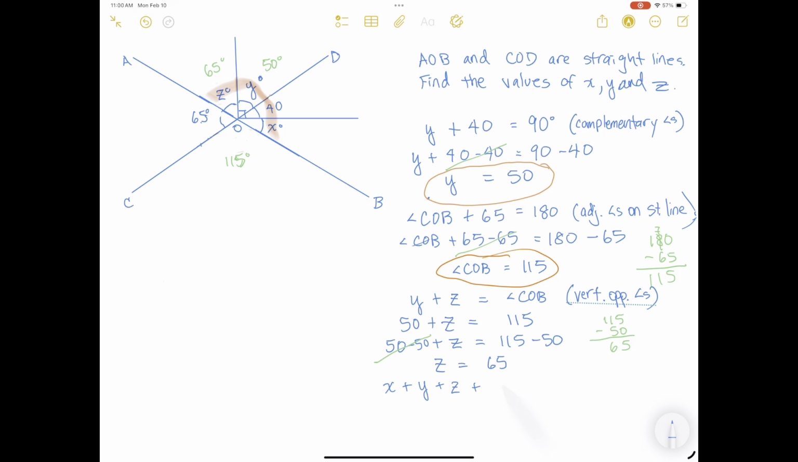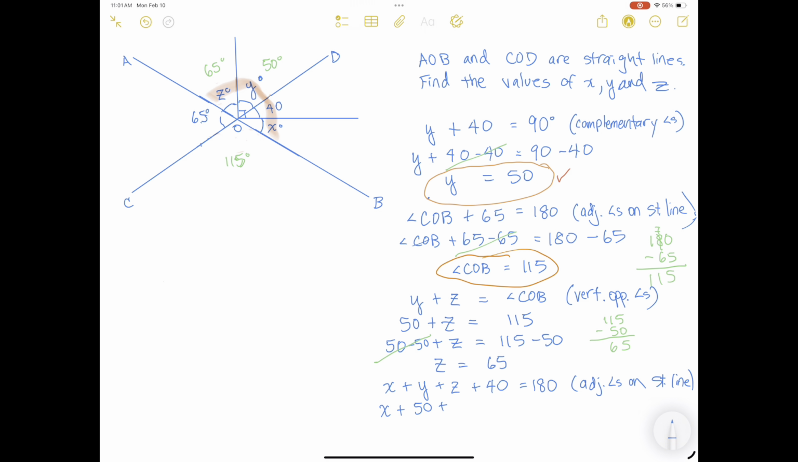So therefore, angle Z, angle Y, plus 40 plus X equals 180. Or X plus Y plus Z plus 40 equals 180. And we write the abbreviation for this axiom to support this equation on the side. Now we solve for X. We substitute the known values for the variables.